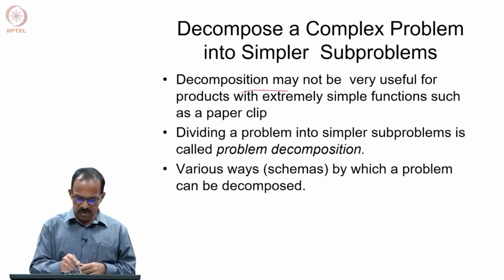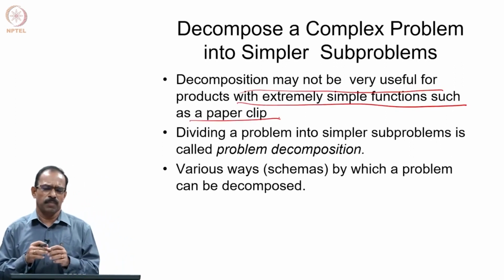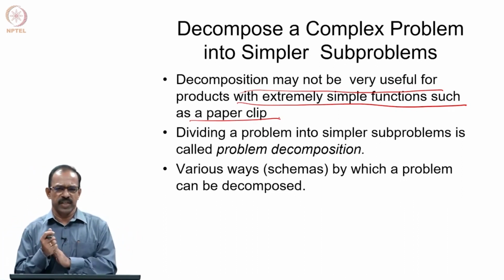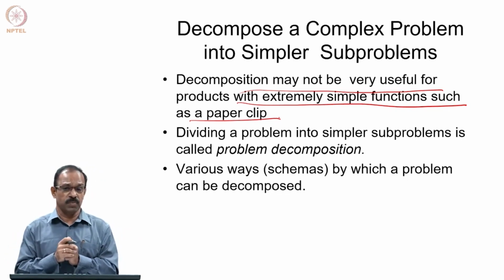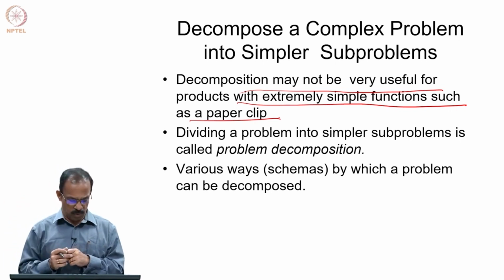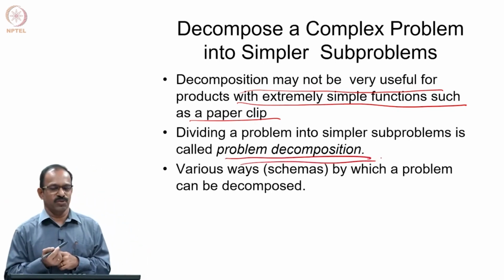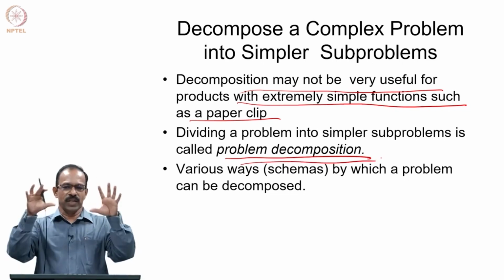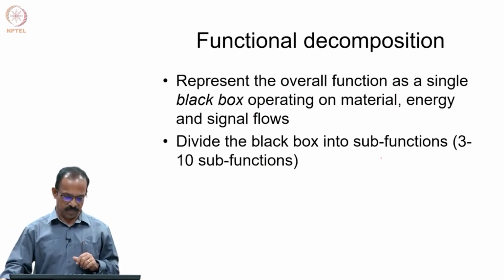The decomposition may not be very useful for products with extremely simple function. When it is a very small or very simple problem that you are trying to solve, you do not need to go for the functional decomposition. But whenever there is a complex operation, it is better to go for functional decomposition, because you will be able to solve the sub problems first and then move to the higher level problems. So, problem decomposition, or sometimes we call it functional decomposition also. Though we say problem decomposition, providing a function is the problem, and we are trying to decompose it into sub functions.